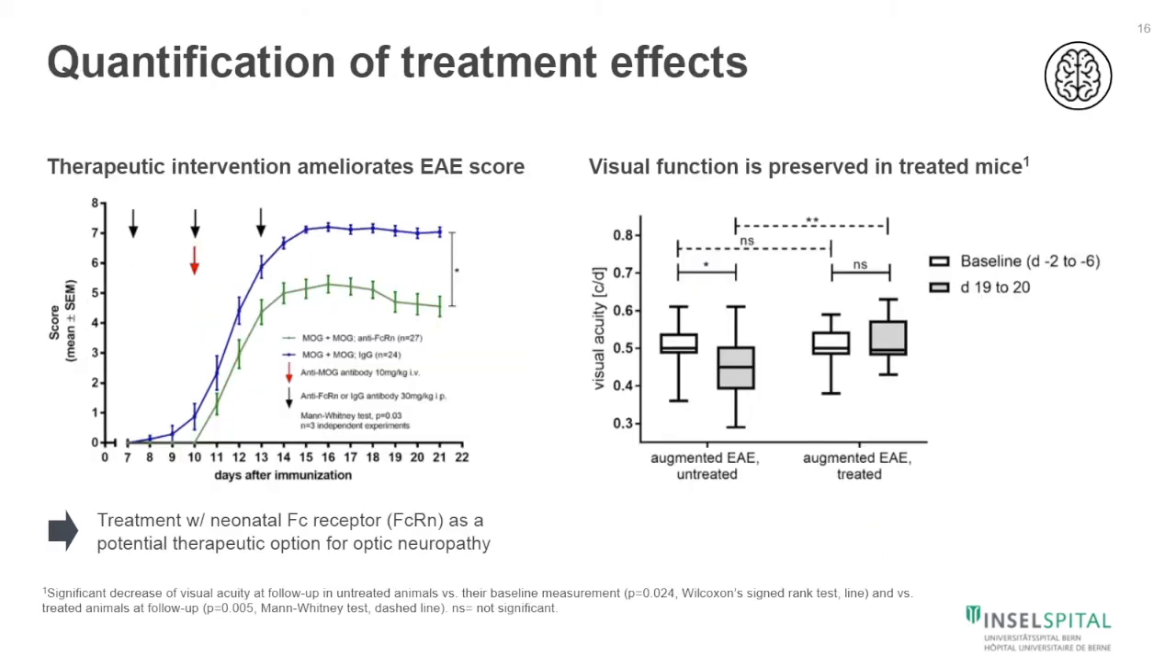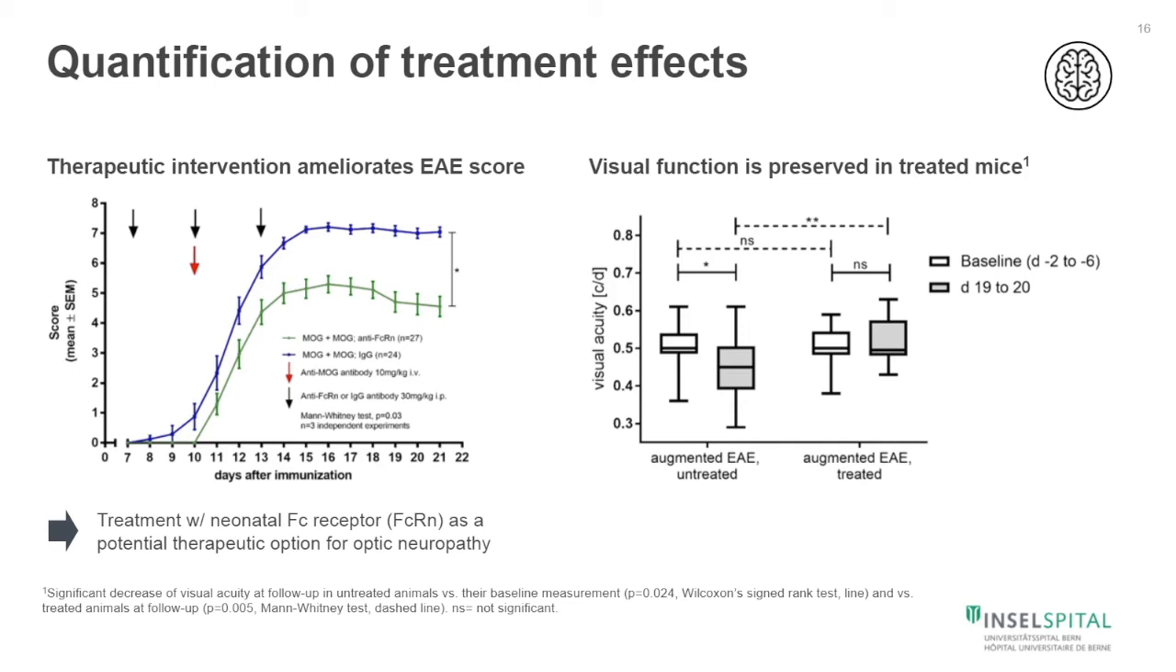So when you have animal models for certain human diseases, you would also like to test treatment effects. And we have also done that in our EAE model. One therapeutic intervention that is a potential therapeutic approach for optic neuropathy is the use of a neonatal Fc receptor antibody. And we have used that antibody in our augmented EAE model.